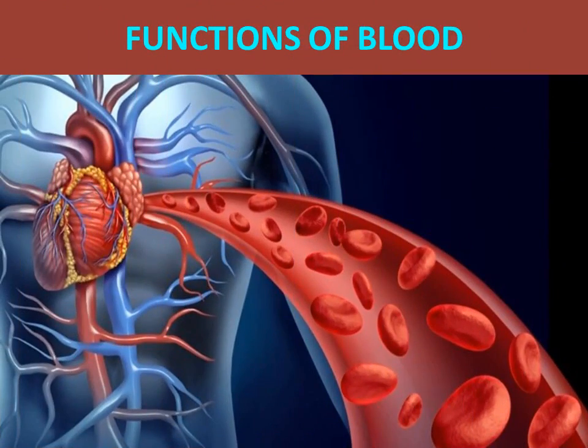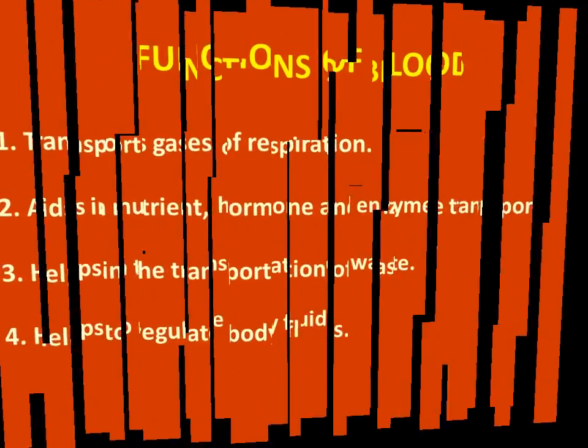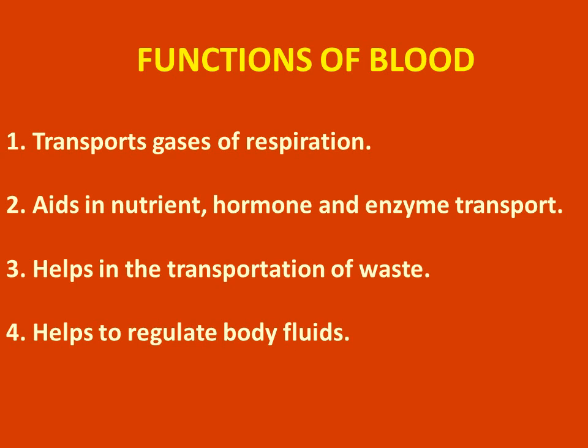Functions of blood. Number 1. Transports gases of respiration. Number 2. Aids in nutrient, hormone and enzyme transport. Number 3. Helps in the transportation of waste.